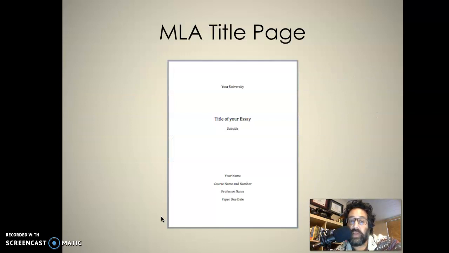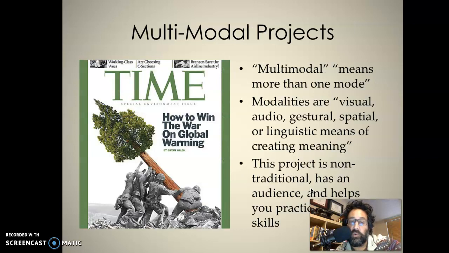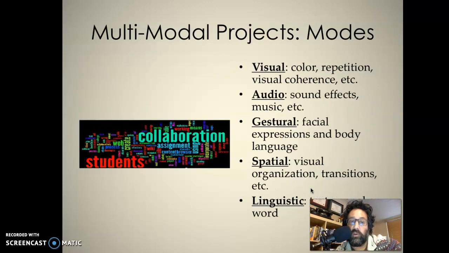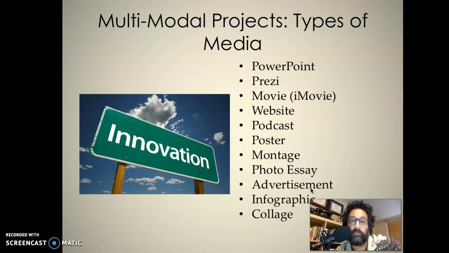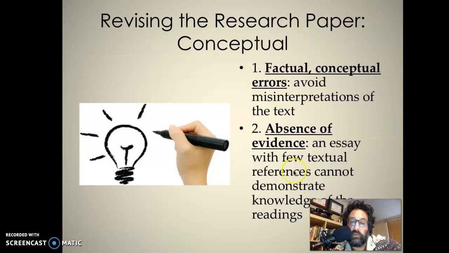Okay, here's your basic MLA title page. You want to put our college here, your name, any subtitle, that's optional. Your name, the course, the number, this would be English 1, my name, Professor DeFrance, and the date which it is due. Appendices are optional. The multimodal project we'll have to cover separately. There's a section here about revision. Maybe we can try to cover a few of these points.